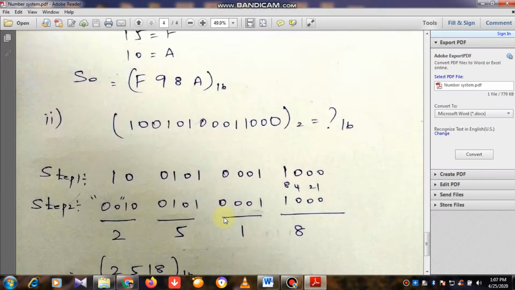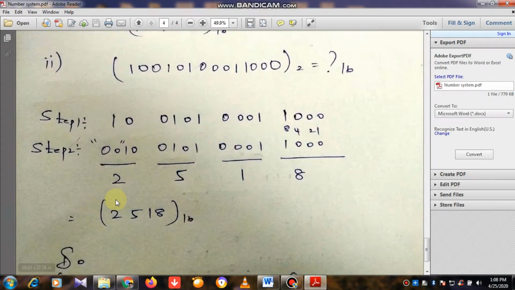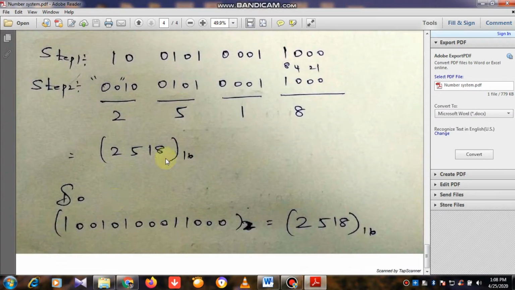It is another example. Here also you have to split it into 4 binary digits. Here a problem occurs. 01 is not a 4-bit combination, so I have to add 0 in front of this 10. So the answer is 2518. So the corresponding hexadecimal representation for the given binary representation is 2518 to the base 16.